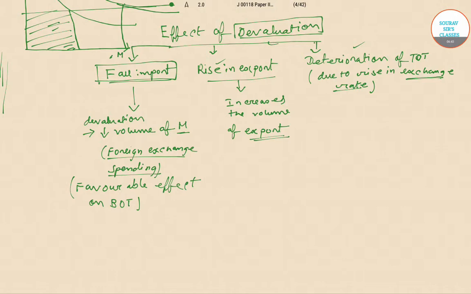And the last one: any given volume of export earns less foreign exchange than before, since their prices are fixed in domestic currency. This factor has an adverse effect on the balance of trade. So any volume of export earns less.